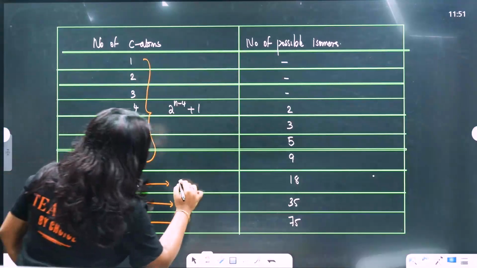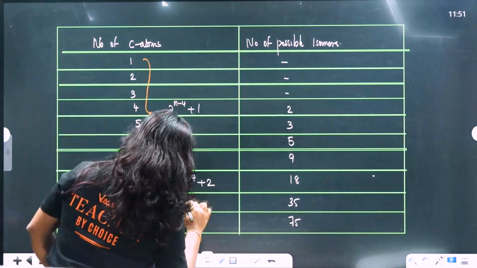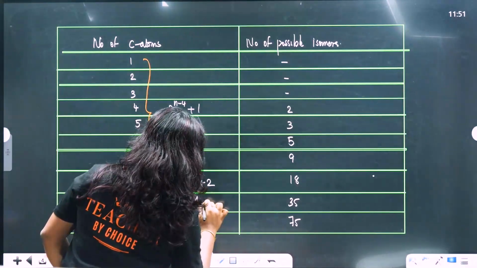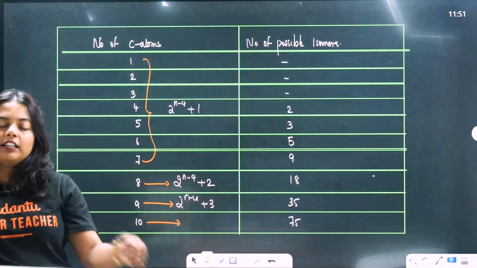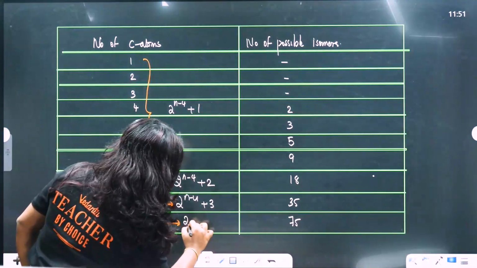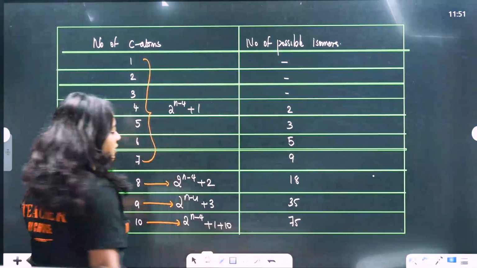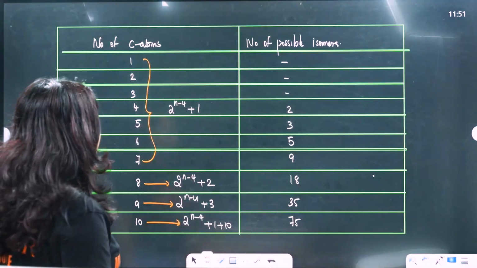Now for the 8th you can use the formula 2 raised to n minus 4 plus 2. For 9 you can use the formula 2 raised to n minus 4 plus 3. Okay, now for the 10th, did you have any idea? So 2 raised to n minus 4 plus 1 plus 10. This is the formula for the 10th one, 2 raised to n minus 4 plus 1 plus 10.